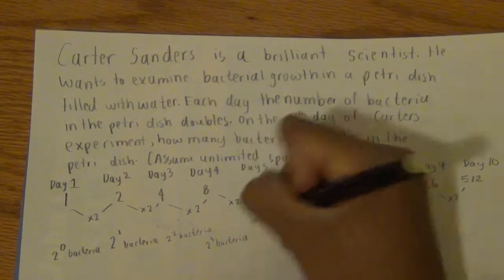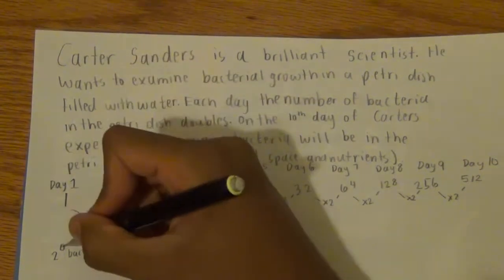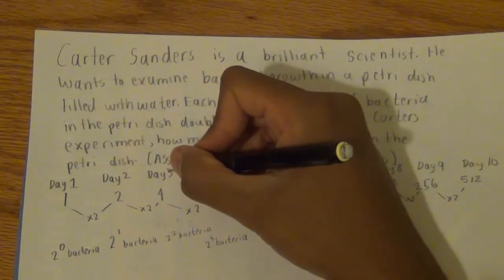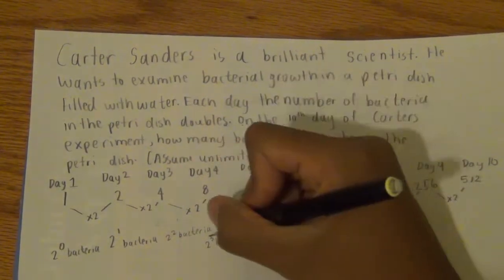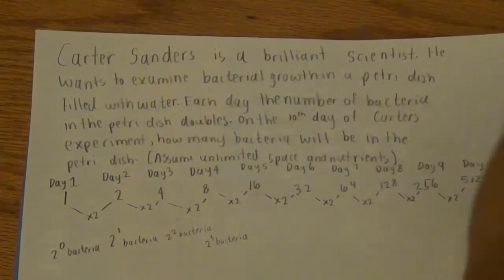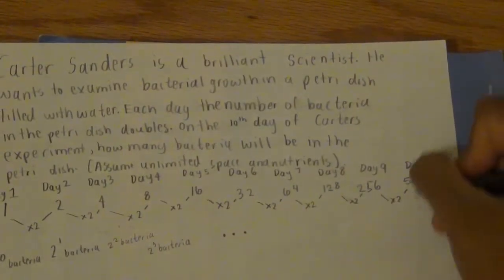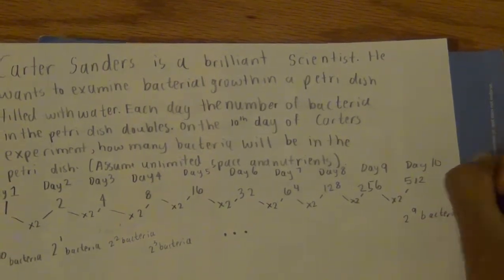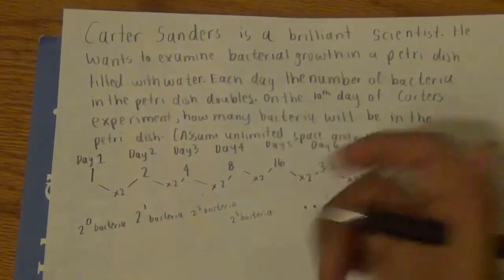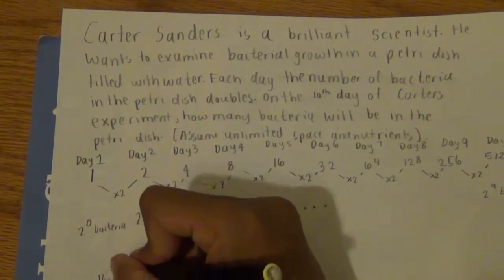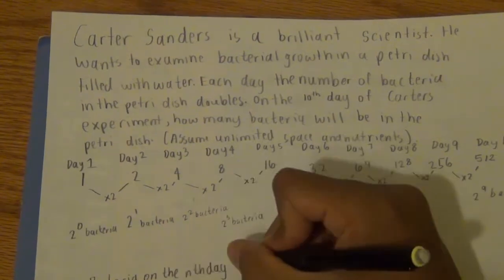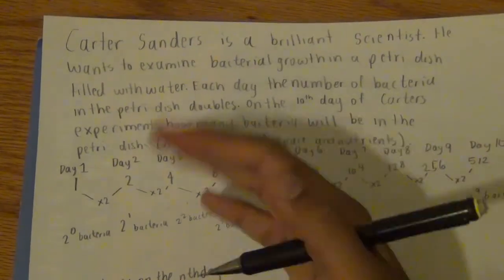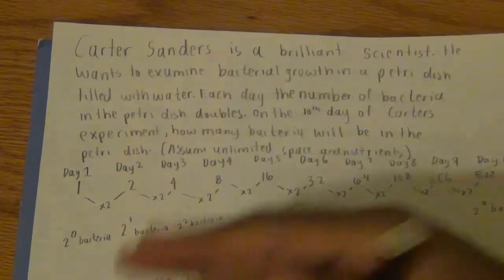And again, we begin to see a pattern emerges. On the first day, there were 2 to the 0th bacteria. On the second day, there was 2 to the first bacteria. On the third day, there was 2 to the second bacteria. On the fourth day, there were 2 to the third bacteria. And continuing our sequence, we can see on the 10th day, there were 2 to the 9th bacteria. So our geometric series representation for this population growth would be the bacteria on the nth day is 2 to the n minus 1. Now let's say Carter wanted to extend his experiment to another 3 or 4 days.